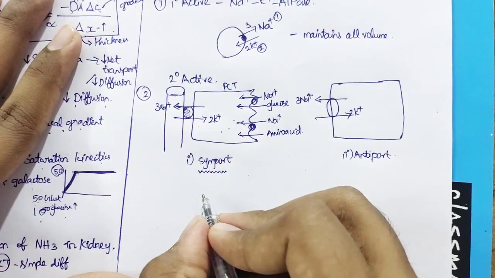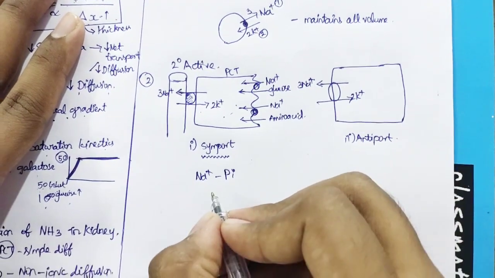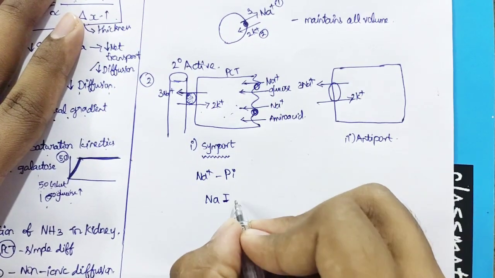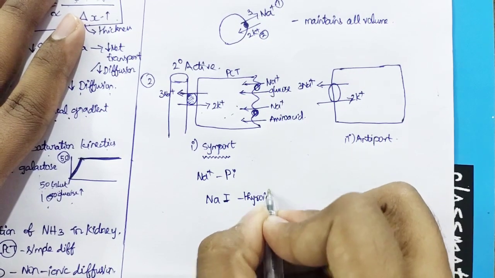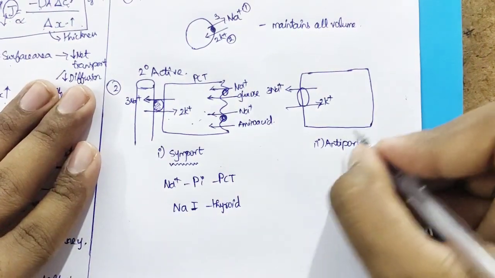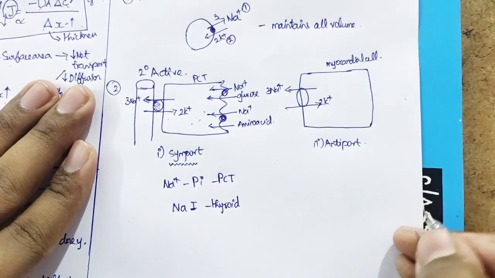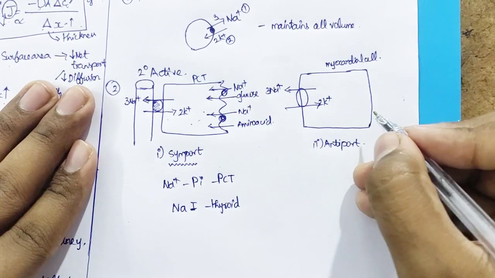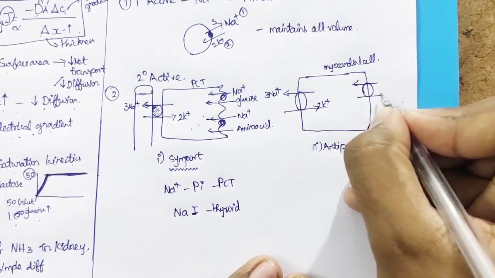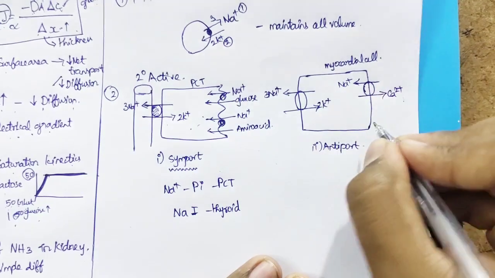The other example is sodium inorganic phosphorus. Sodium iodine symport occurs in the thyroid. This is the PCT, etc. Whereas in antiport, let us take this as the cell of the myocardium. Yes, in the myocardial cell, this electrochemical gradient is overcome with the antiport mechanism, thereby making the calcium inside the cell go out.